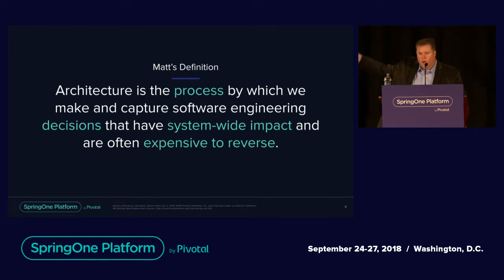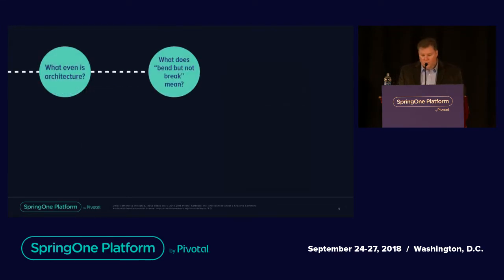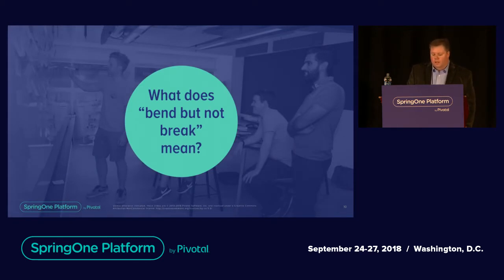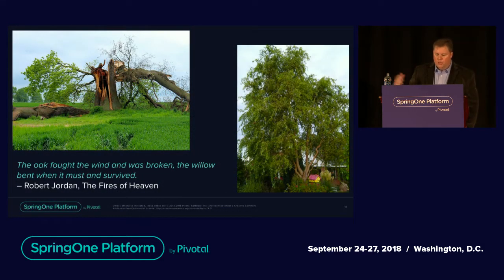So what is one of those that bends but doesn't break? Which is our next stop on the map. A couple of pictures of this idea. Robert Jordan wrote this book, The Fires of Heaven, and there's a quote from the book that says the oak fought the wind and was broken, the willow bent when it must and survived. So there's a notion here of resistance up to a point at which you can't resist anymore and you break, or we bend and we bend and we bend against all of this stress, and somehow we manage to survive.